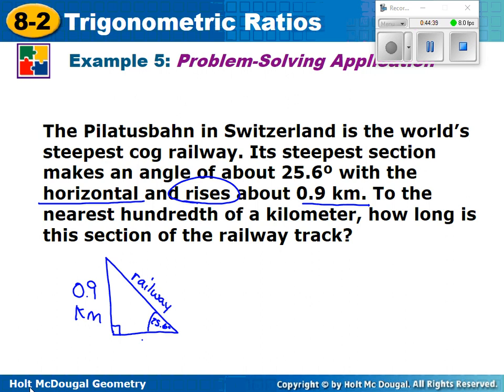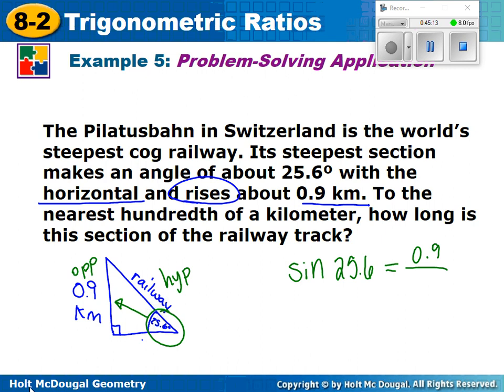Okay, and then it should just be a problem like we did a few minutes ago where we were finding the missing sides. Do we need to finish it? Yes. Okay, let's do it. We are looking at this angle. So what would we label this side? Opposite. And which side are we looking for? Hypotenuse. Which trig function uses opposite and hypotenuse? Not tan. Sine. Sine of 25.6 equals opposite 0.9 over hypotenuse x.